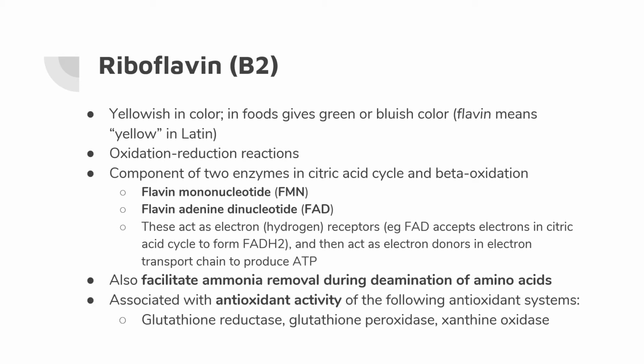And then lastly, riboflavin is also associated with 3 antioxidant systems. Those antioxidant systems are glutathione reductase, glutathione peroxidase, and xanthine oxidase. We will revisit glutathione peroxidase next week in week 10 when we learn about other micronutrients that play a more specific role in antioxidation.